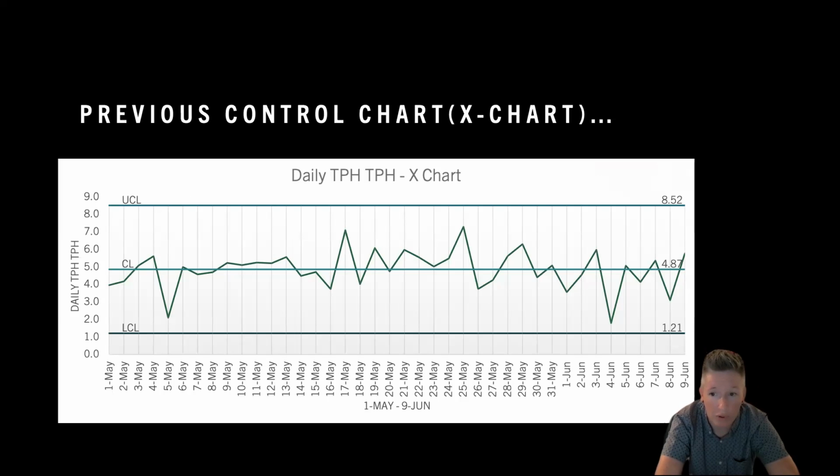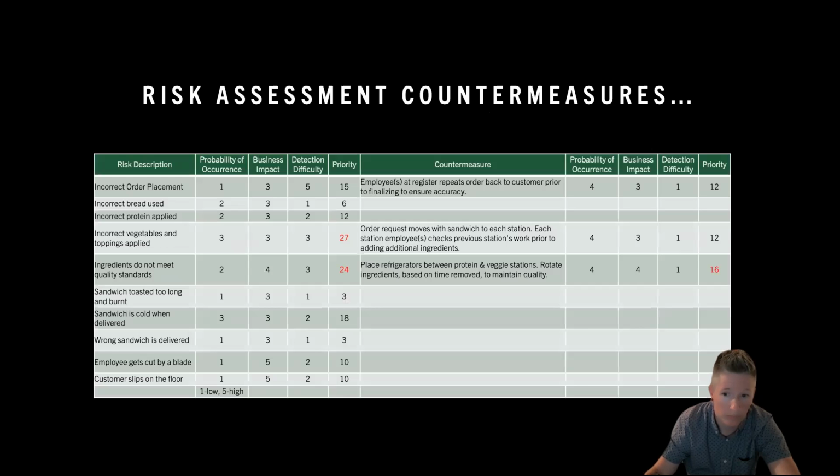I expect the improvements to increase the overall stability of the process, therefore narrowing the upper and lower control limits from what you see there. Additionally, I've provided a few countermeasures to the initial risk assessment. These countermeasures will greatly decrease the risk of the top defects highlighted in the measure phase.